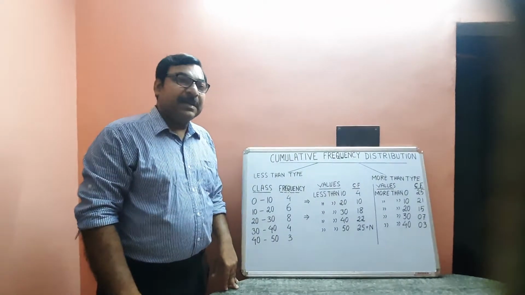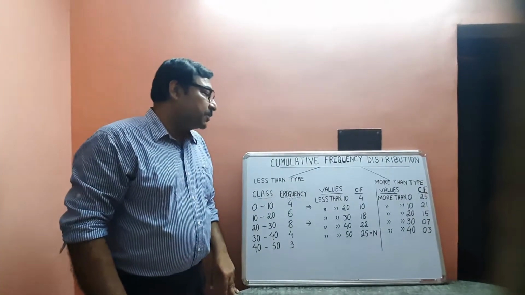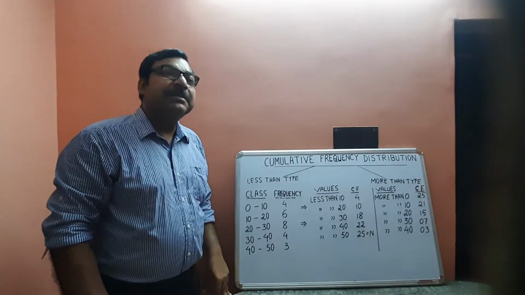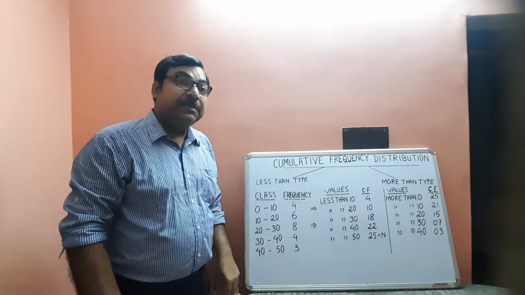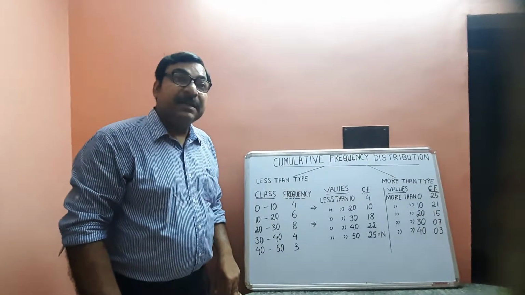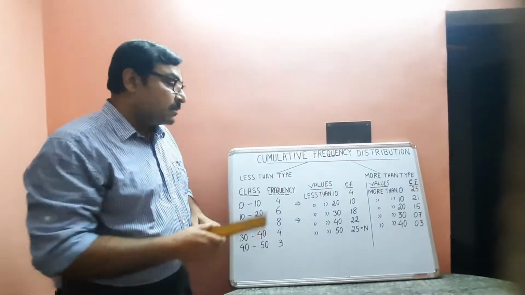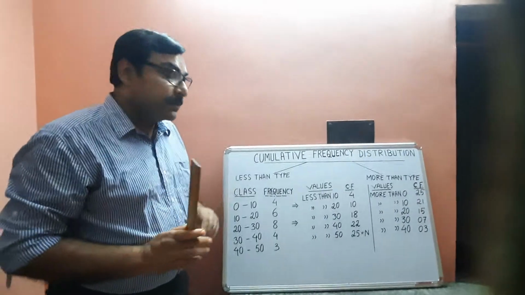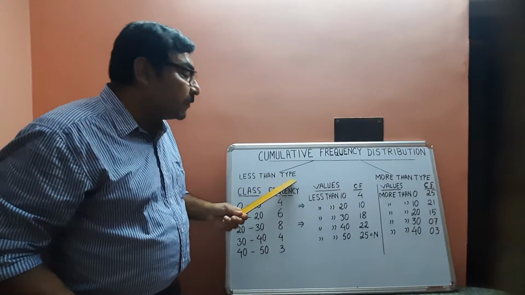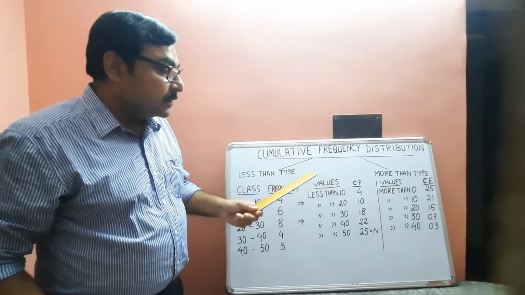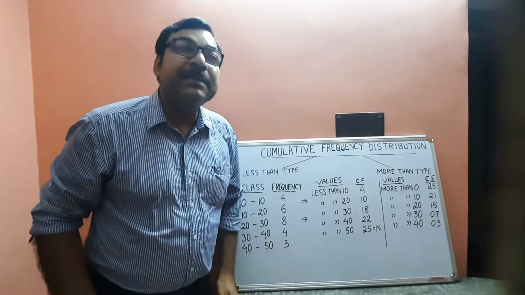Beloved students of class 11, today I will talk about cumulative frequency distribution. It is an important part of organization of data for statistical analysis. Cumulative frequency distributions are of two types. Number one, less than type cumulative frequency distribution. Number two, more than type cumulative frequency distribution.